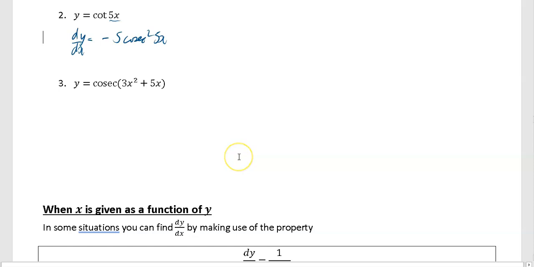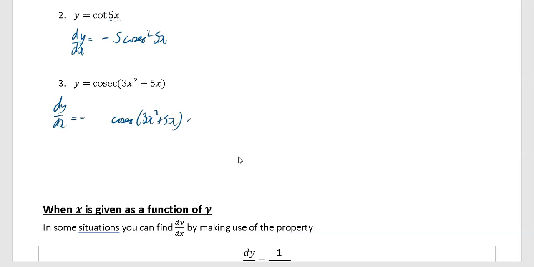Okay, the next one is just differentiating cosec of 3x squared plus 5x. If you differentiate cosec, you get minus cosec cot. So here we'll get minus of cosec, and the angle is 3x squared plus 5x, and then cot, again, 3x squared plus 5x. And if you differentiate 3x squared plus 5x, you will get 6x plus 5, and that goes in a bracket in front. So that is it, done.